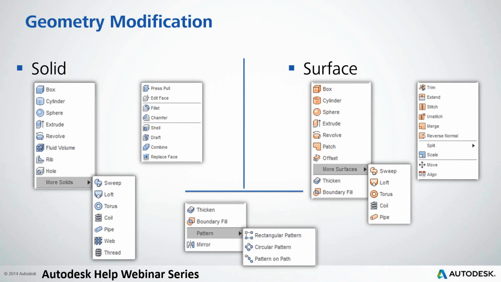So for instance, you have the basic create a box, cylinder, sphere, those types of commands, as well as a little bit more advanced commands such as sweeps, lofts, and even creating pipes or webs. And same goes for the surface features, same options there, but you also get the thicken features and boundary fill options. And then for modification, you get a press pull feature, which James will go into explaining a little bit further. And then the basic ones such as fillet, chamfers, and stitching, unstitching, and merging. And then there's also the pattern, thicken, and mirror commands as well.